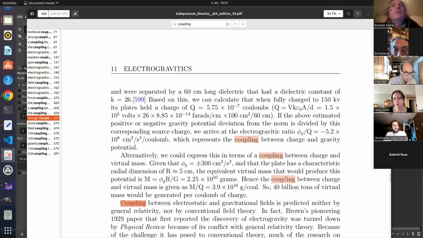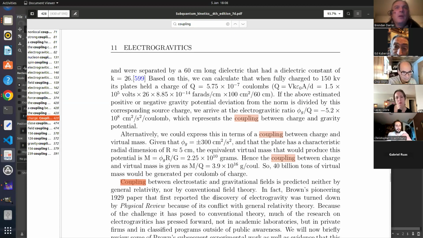Hence, the coupling between charge and virtual mass is given by m over Q equals 3.9 times 10 to the 16 grams per coulomb. So 40 billion tons of virtual mass could be generated per coulomb of charge. I think 1 coulomb is quite a lot. Is that correct? 1 coulomb is quite a lot. Yep, absolutely.